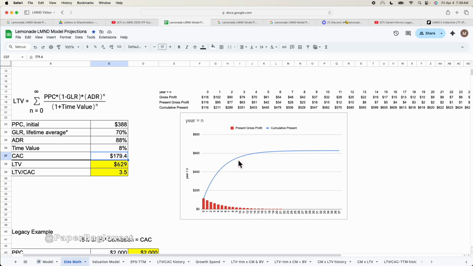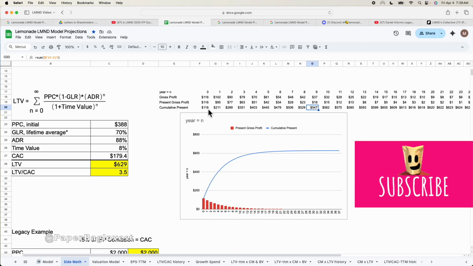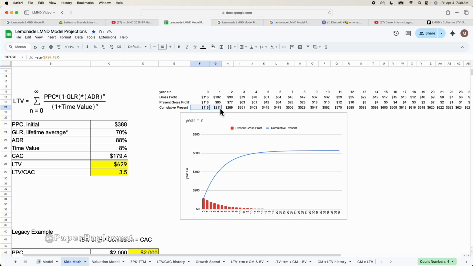Again, the bulk of the returns happen maybe over the first 10 years, from N equals 0 to N equals 9. At that point, you're at 547 out of your 629 terminal. In year one and year two, you're only at 116, 200 of the total you're going to get. So over the next number of years, it's really going to scale in the profitability of that cohort. And of course, for Lemonade's sake, each quarter could be considered a new cohort of customers.